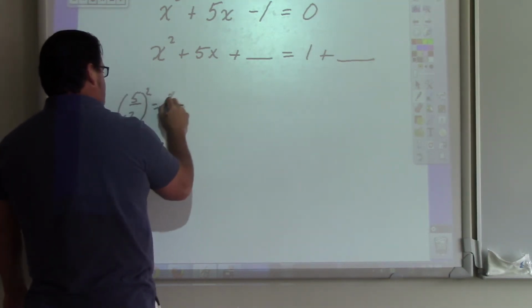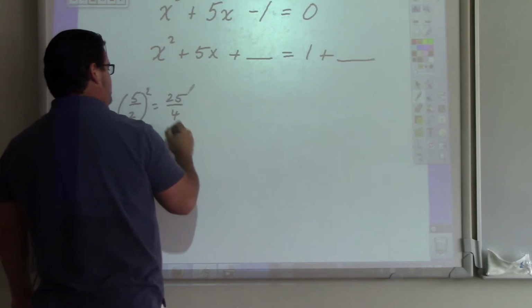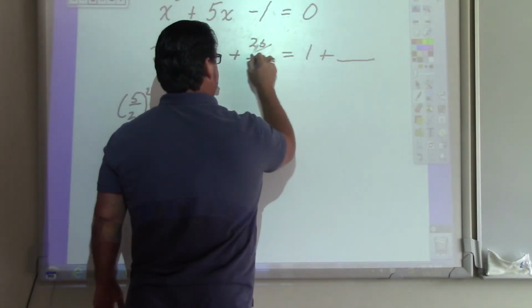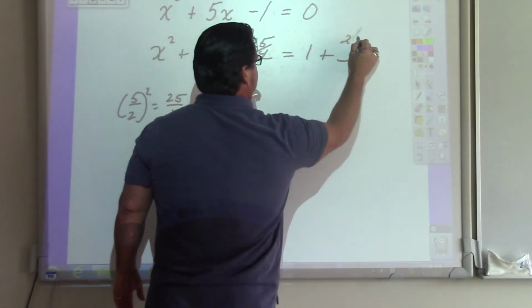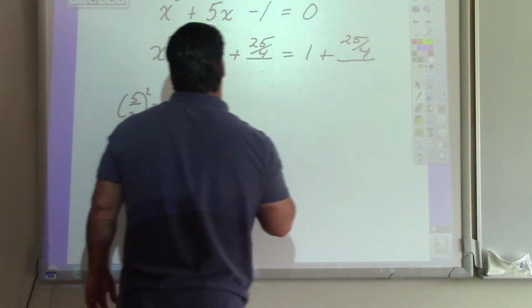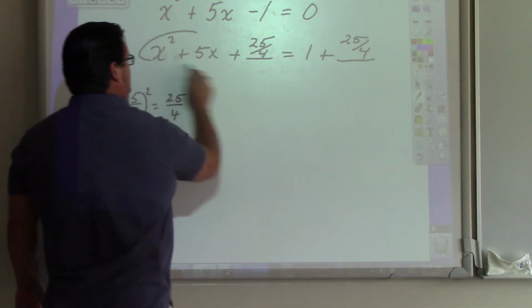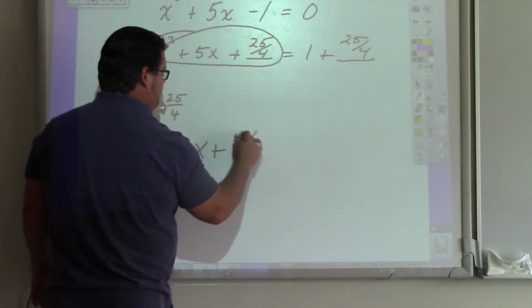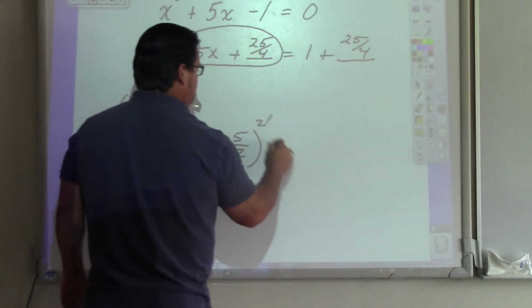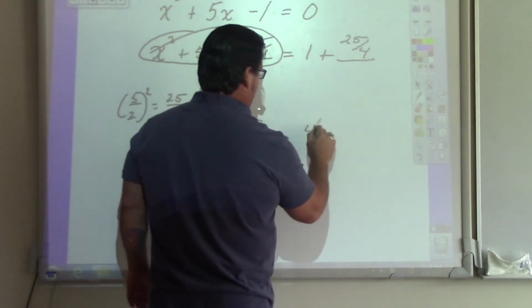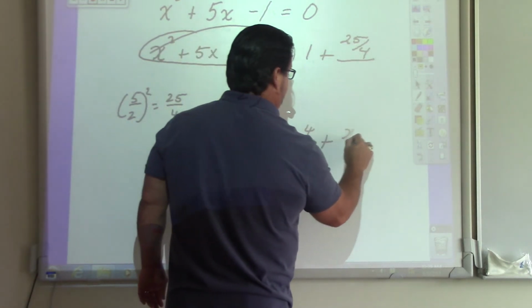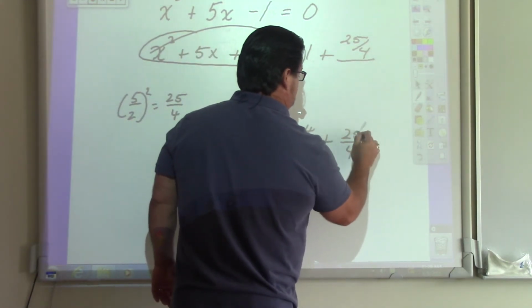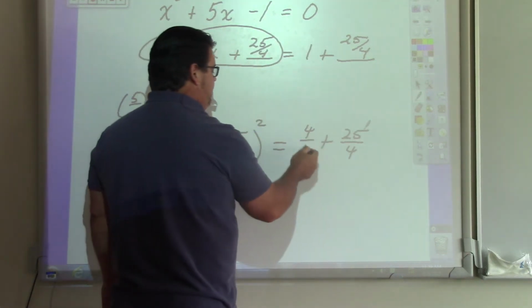5 halves squared is 25 fourths. Got it right so far. No, you didn't. And that is shortcut number 1. X plus 5 halves, quantity squared, is equal to 4 fourths plus 25 fourths. And you're supposed to ask and be confused about where the 4 fourths come from.